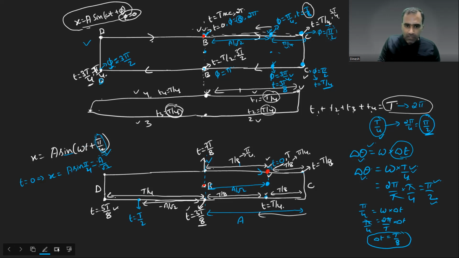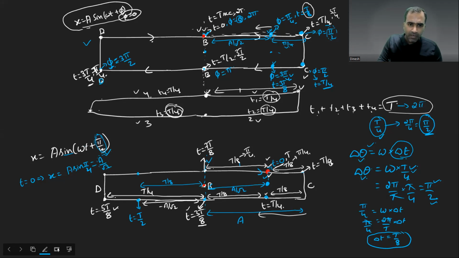Correct? Because to reach this point, it is 3t by 8. And from here to here, these 2 points have a time difference of t by 8. From this analysis, this point and this point are at the same distance from the mean position. These 2 are symmetrical points, so time taken will also be symmetric. So t by 8 seconds. From 3t by 8, another t by 8 seconds, you'll reach the same point after t by 2 seconds.